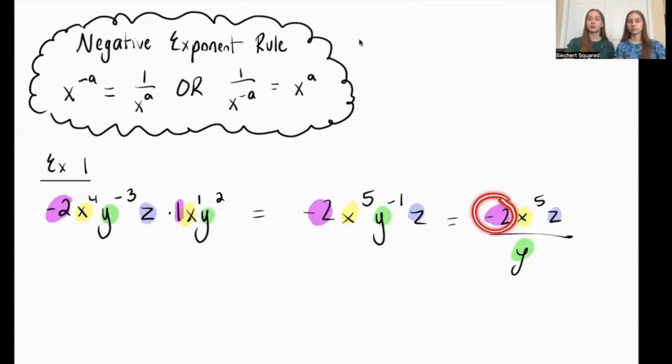Nine out of 10 people, especially as they're first learning this, are going to take the -2 and move it to the bottom. Do not do that, because it only works if that is a negative exponent. This -2 is not an exponent. It is a coefficient out front. It can be any number, positive or negative, and you're not going to move it. So this is actually going to be our final answer. We do not need to move that -2.